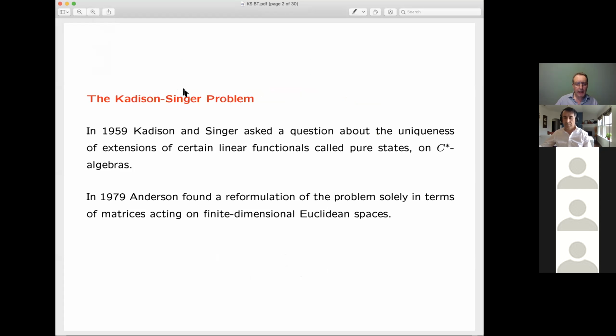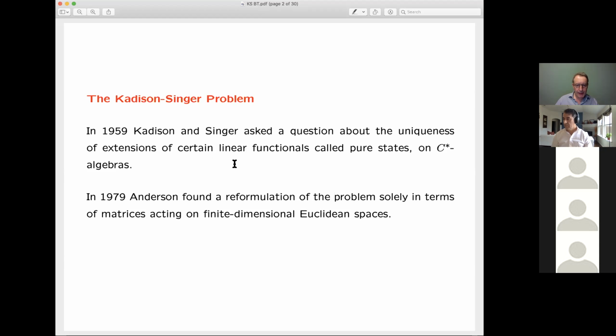So here we go. The starting point, at least chronologically, is the Kadison-Singer problem, which dates from 1959. Kadison and Singer asked a question about uniqueness of extensions of certain linear functionals, which are called pure states, on C-star algebras. So they were working in C-star algebras, and they asked this question, which looked like a rather technical question within their field. And I think at the time they asked it, they suspected that the answer was actually negative, but they asked the question nevertheless.